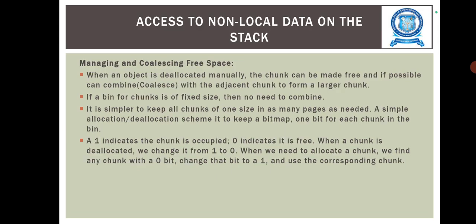Then next we are going to see managing and coalescing free space. When an object is deallocated manually, the chunk can be made free and possibly combined with an adjacent chunk into a larger chunk. If a bin is for chunks of fixed size, then there is no need to combine. It is simpler to keep all chunks of one size in as many pages as needed. A simple deallocation scheme is to keep a bitmap, one bit for each chunk in the bin. Here 1 indicates the chunk is occupied, 0 indicates it is free. When a chunk is deallocated, we change it from 1 to 0. When we need to allocate a chunk, we find any chunk with a 0 bit, change that bit to a 1 and use the corresponding chunk.